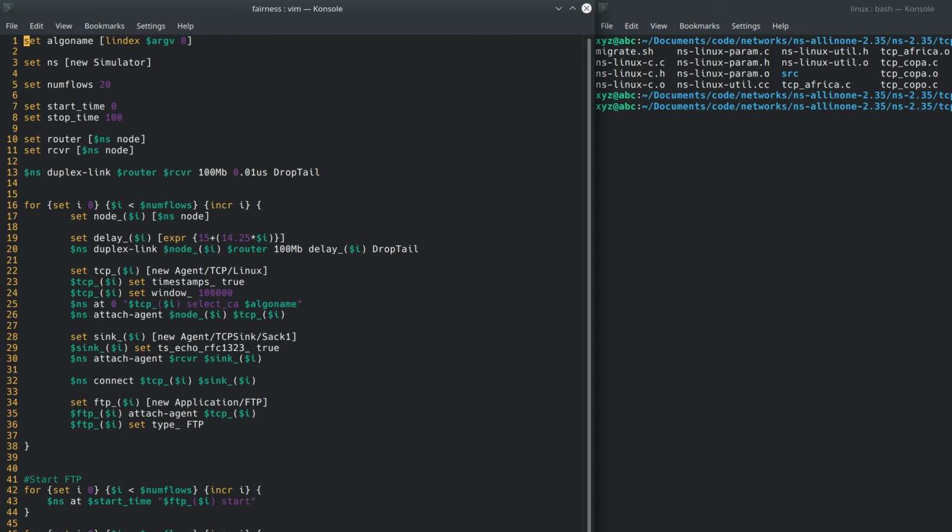And we're going to be measuring fairness here. We're going to be measuring the average throughput. We're going to run the simulation for 100 seconds, and we're going to be measuring the average throughput at the end of each one of the flows. Okay.